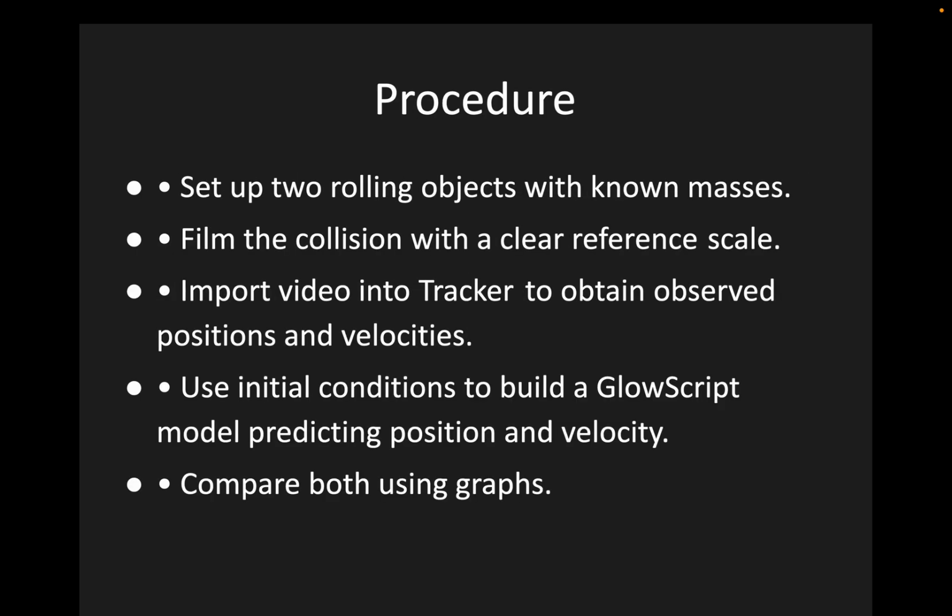Procedure. First, set up two sliding objects with known masses. Film the collision with a clear reference scale. Import the video into Tracker to obtain observed positions and velocities. Use the initial conditions to build a GlowScript model predicting position, and compare both using graphs.